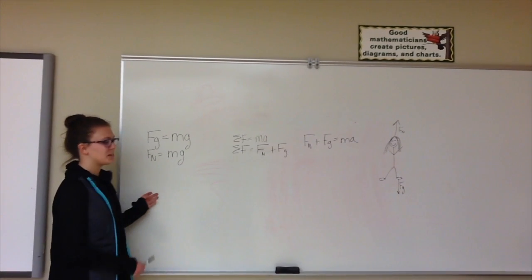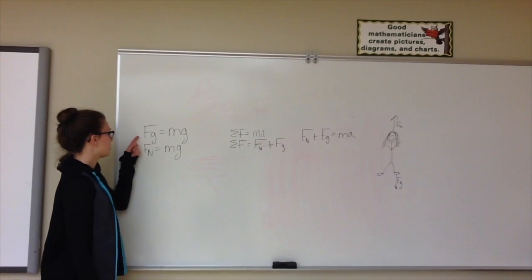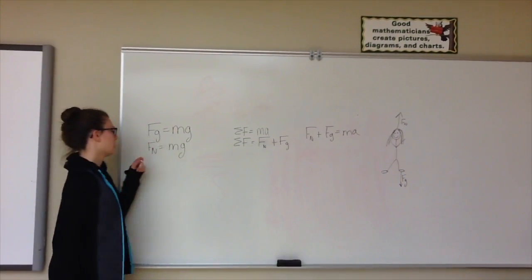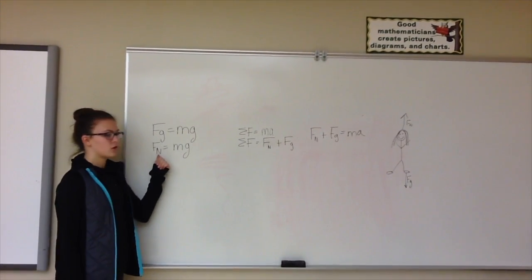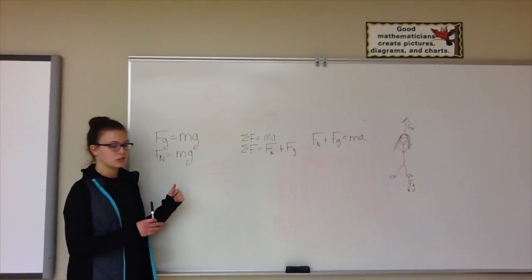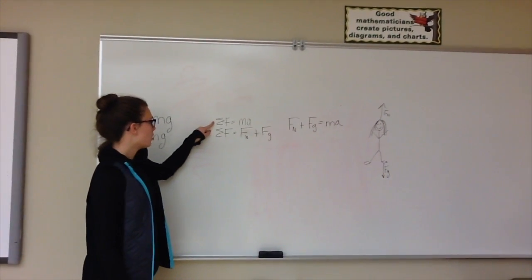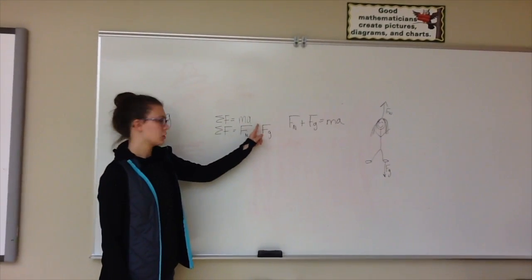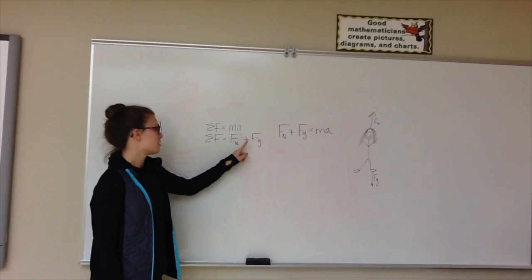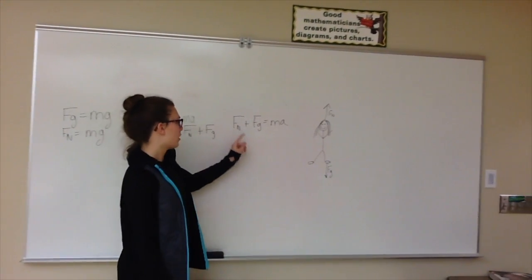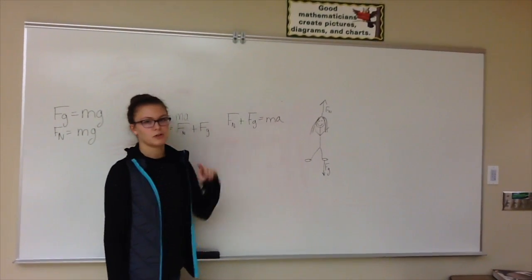Okay, so these are the equations that we are going to use in order to find the acceleration of the elevator. Our first equation is force of gravity equals mass times gravity, and force normal equals mass times gravity. The gravity in the force normal is opposite in direction to the gravity in the force of gravity. Next, we are going to use the sum of our forces equals mass times acceleration, and the sum of our forces equals the force normal plus the force of gravity. So therefore, our final equation is force normal plus force of gravity equals mass times acceleration.